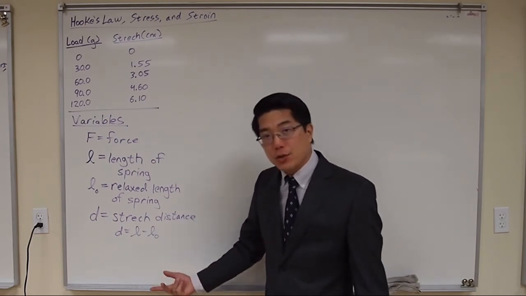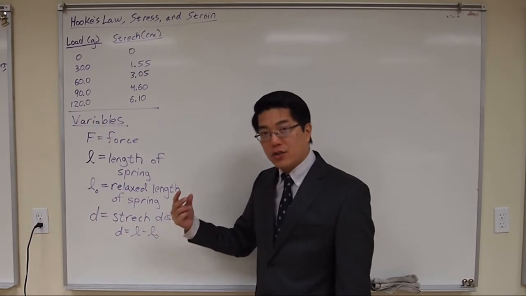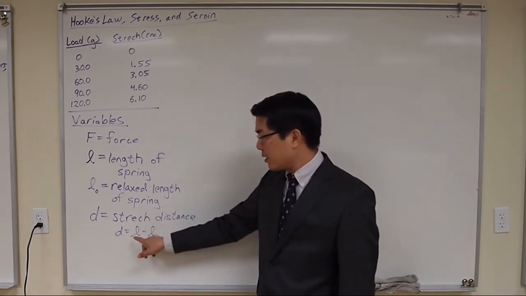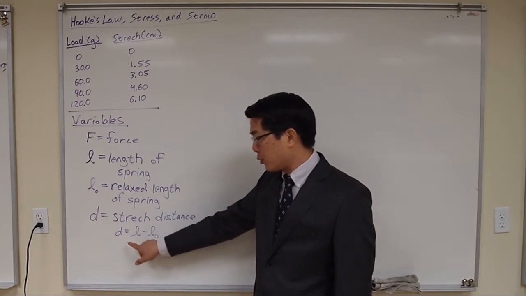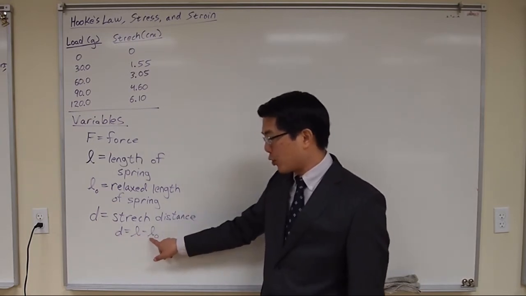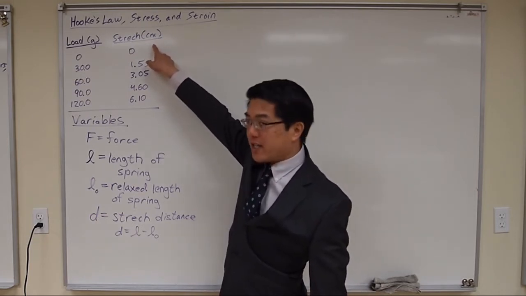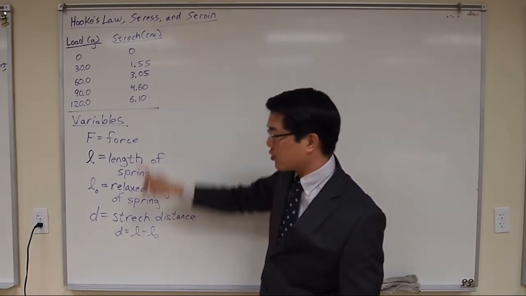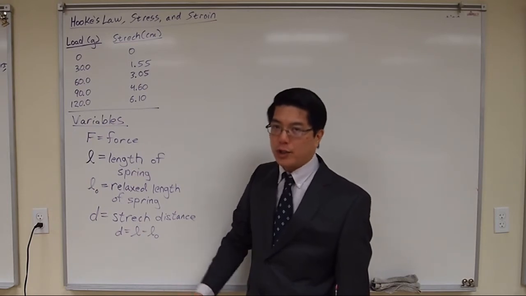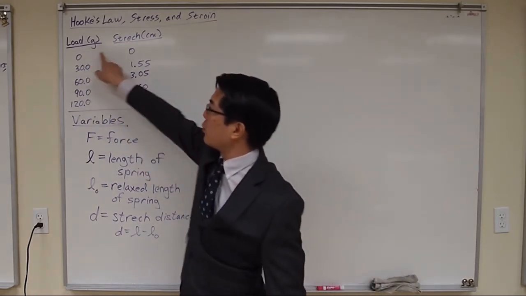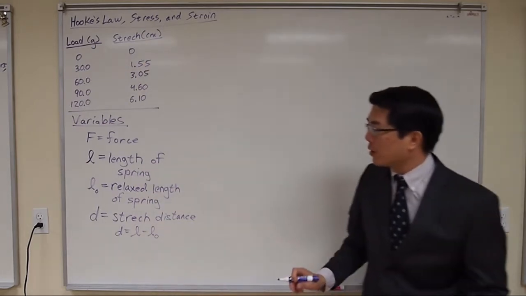Now, I happened to adjust the zeroing on the Hooke's law apparatus so that I was measuring D, in other words, so that I didn't have to worry about actually measuring L0, which is why I record my data as how far the spring is stretched, not how long the spring was. You can tell because my initial point is load 0, stretch 0.